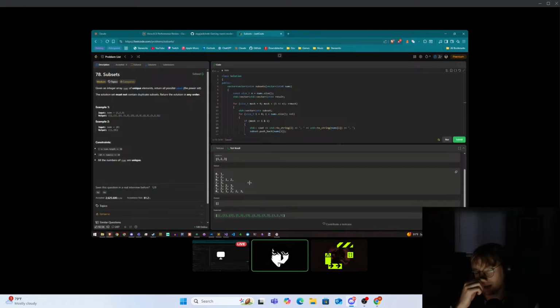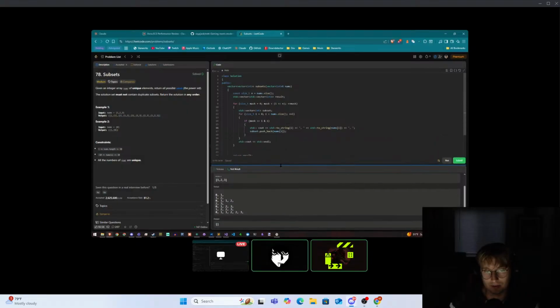Right, and how do we get the 0th one again? The one without anything, just the empty array. That's because we're starting mask at 0. Anything 0 shifted over by anything is still 0. And then 0 and 1 will always be false. So how would it push anything if it's always false? For that iteration, it won't. That's how we get the empty one.